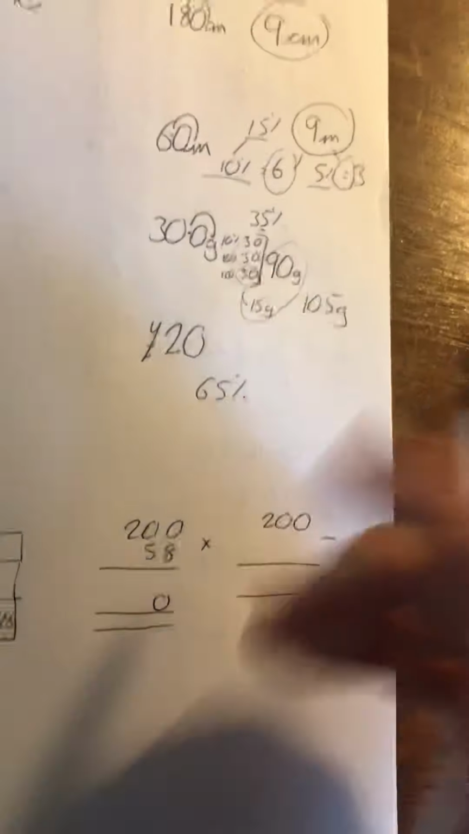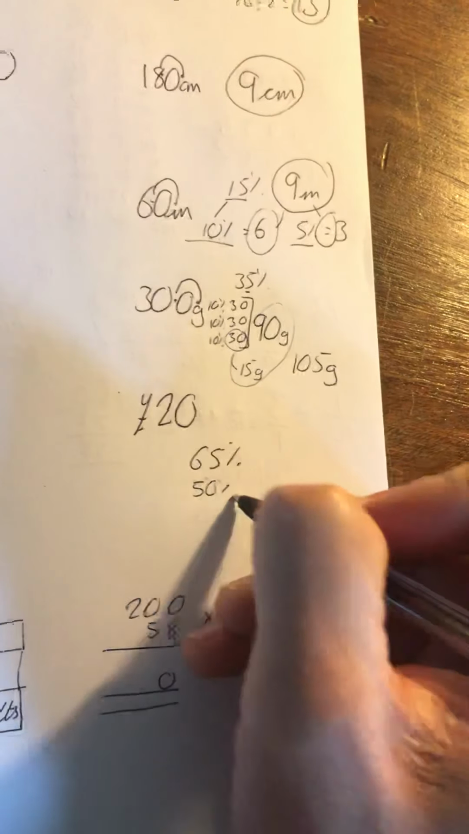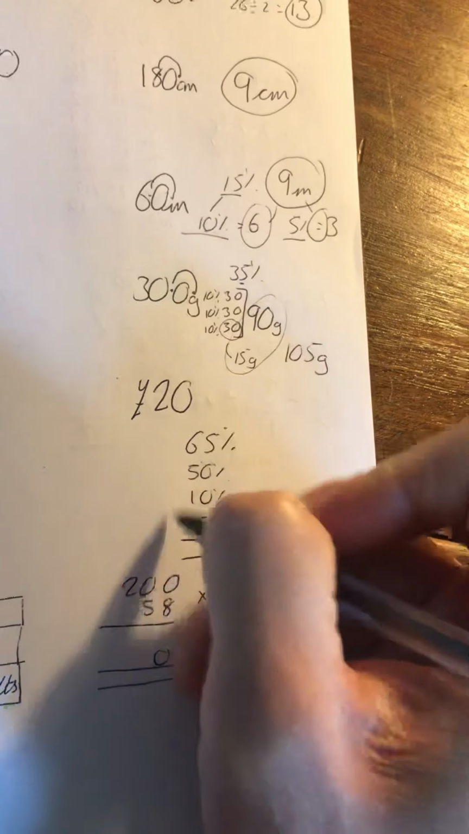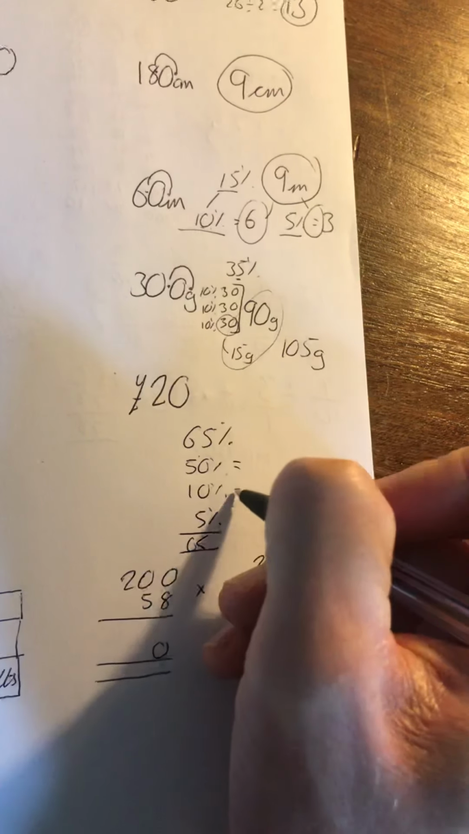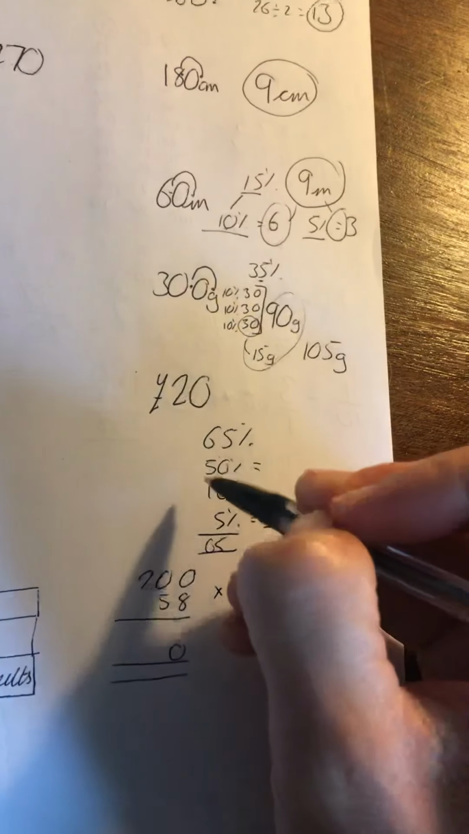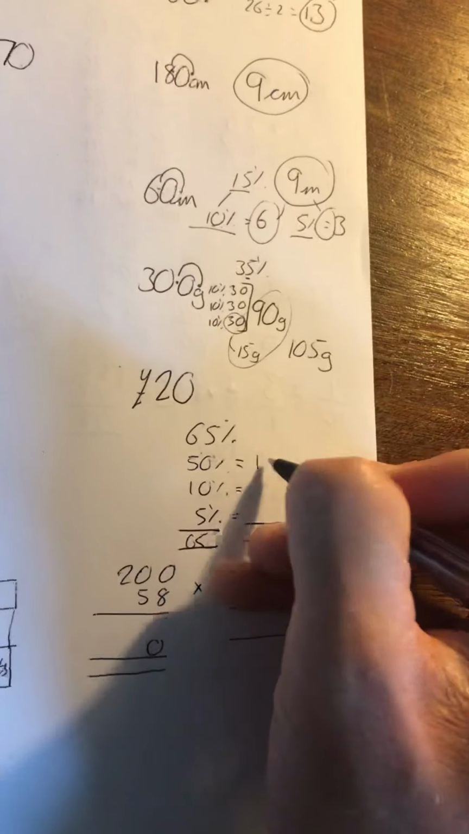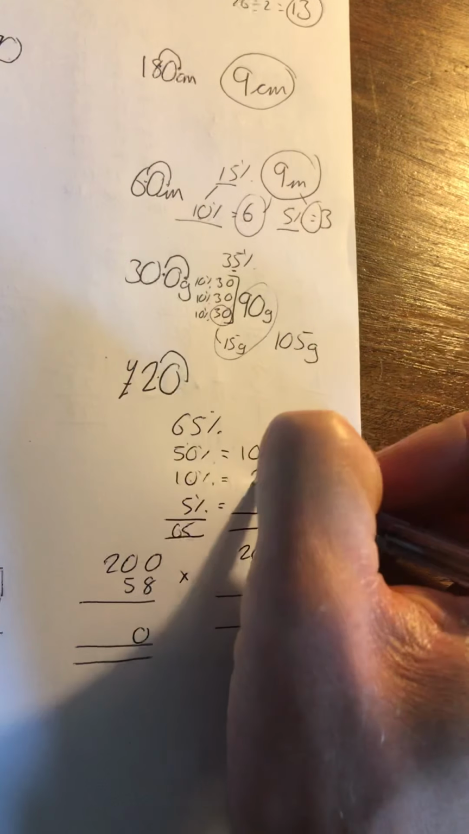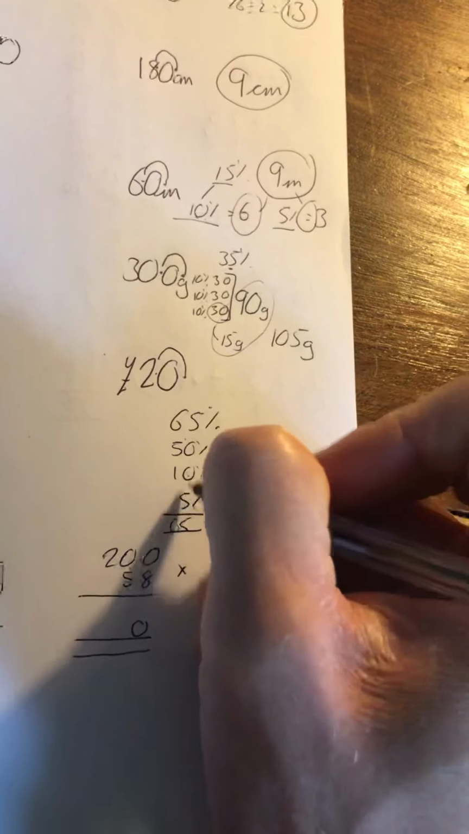Here, 65%, well, I'm going to turn that into 50%, 10%, and 5%. If I add those together, look, I get 65%. So if I find the answers to those and add them up, I'll get my 65%. So 50% of 20 is 10. 10% of 20, one jump left, is 2. 5%, half my 10% answer is 1.